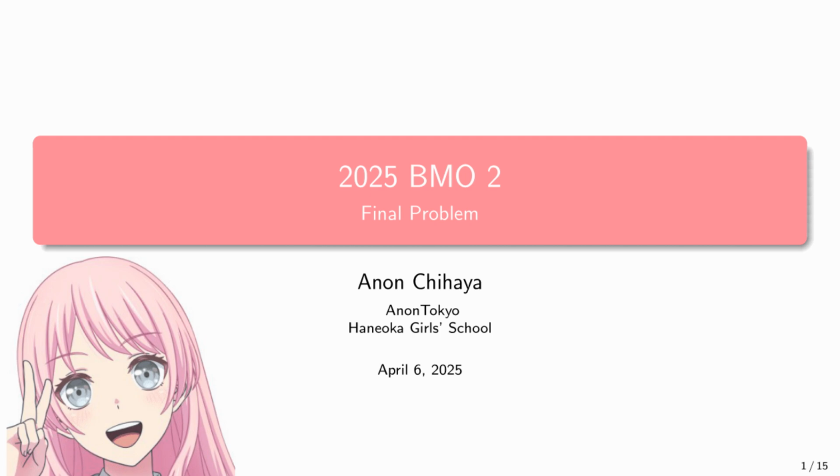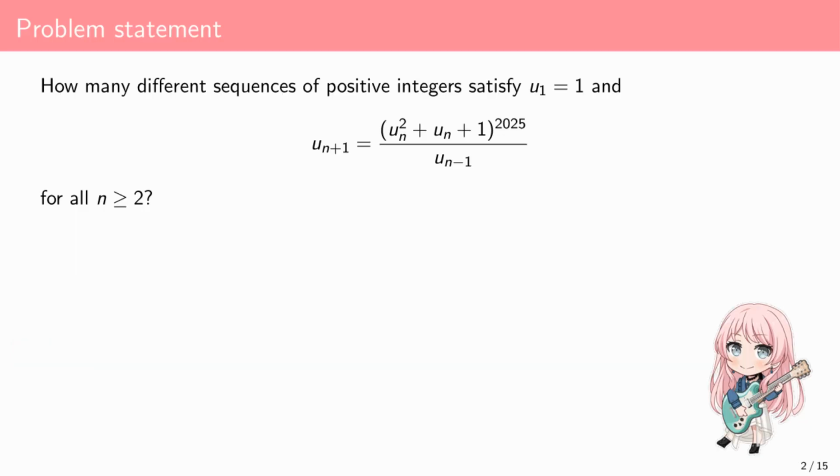Today, we will be talking about the last problem from this year's BMO 2. Let's take a look at the problem first. How many different sequences of positive integers satisfy U1 equals 1 in the following recurrence relation for all n no less than 2? It really looks a bit complicated, and the recurrence relation given is not a typical one, so why don't we analyze the conditions first?